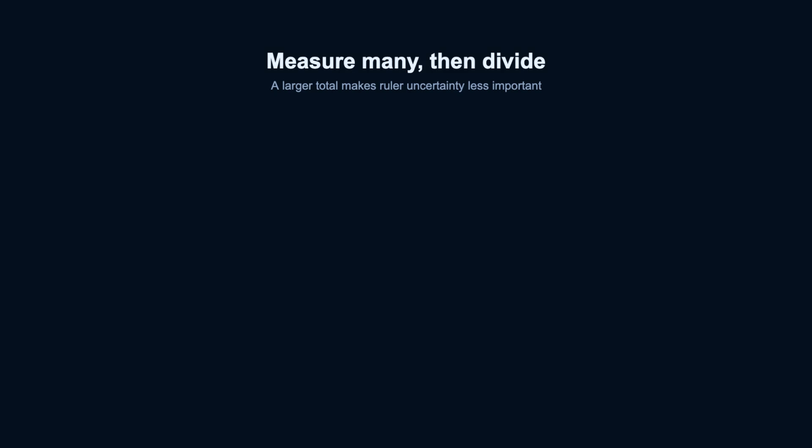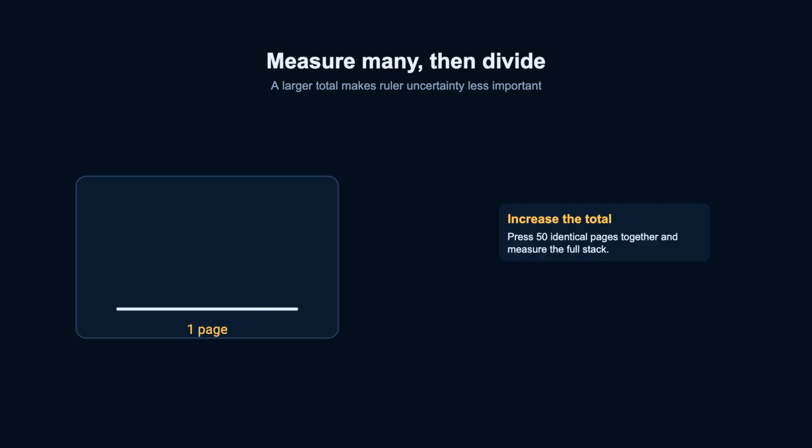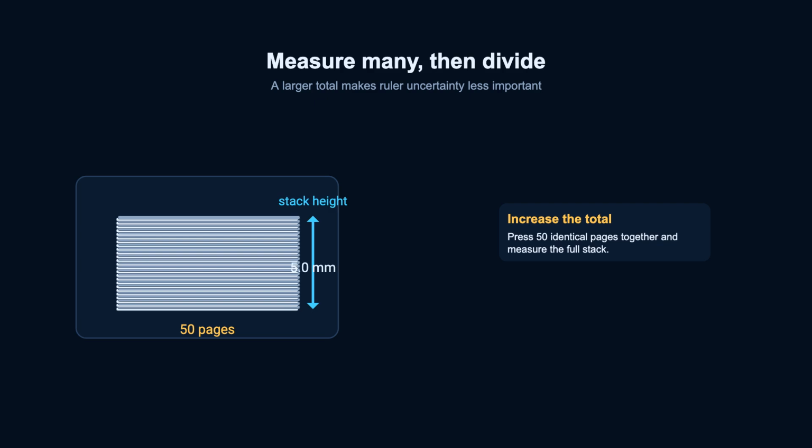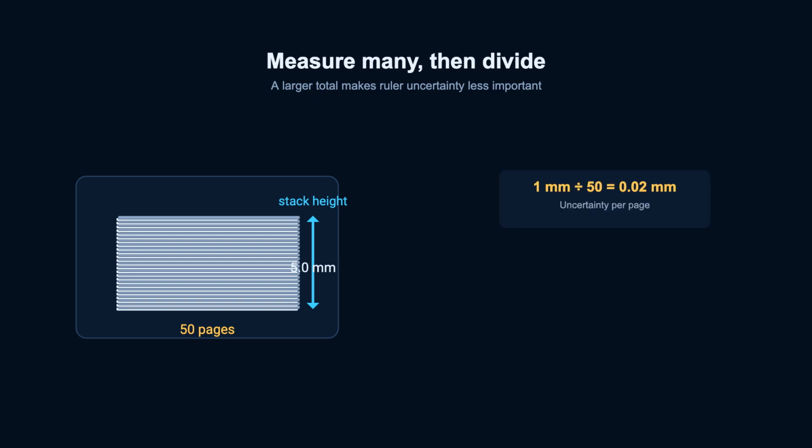So instead of measuring one page, measure many. Press 50 identical pages tightly together and measure the stack. Say it comes to 5.0 millimeters. Divide by the number of pages. 5.0 millimeters divided by 50, giving 0.10 millimeters per page. The ruler's 1 millimeter uncertainty is now spread across 50 pages instead of sitting entirely on one.